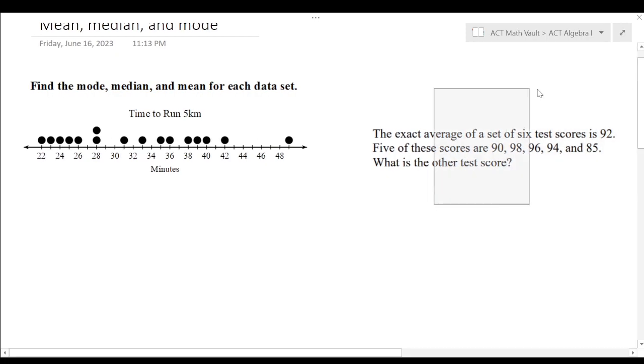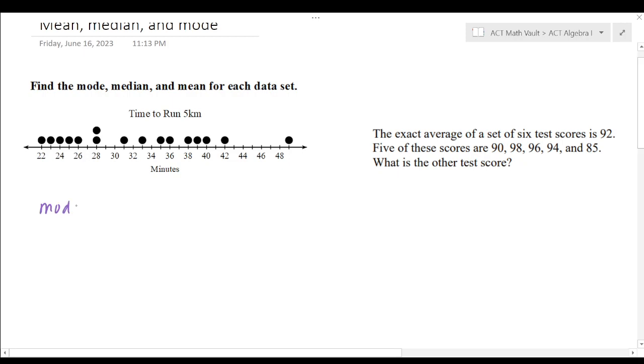The other case is something like this, where you have 5 test scores and the average, but you need to find the 6th test score. Okay. So these are really great practice problems. So if it says find the mode, median, and mean for each data set, I think we should probably write what each of those are.